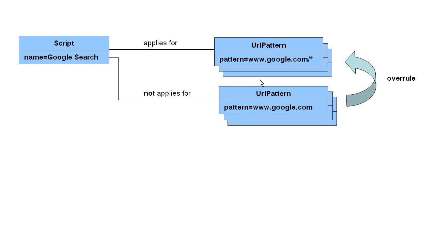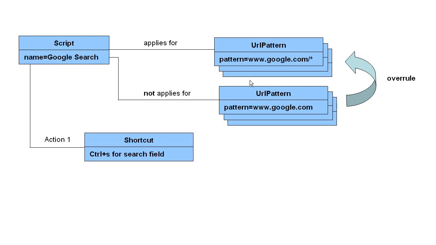Of course, the heart of the script is the information about your customizations, and these are called the actions. You can add an arbitrary number of actions to a script. So, for example, the first action would be a shortcut for the search field.